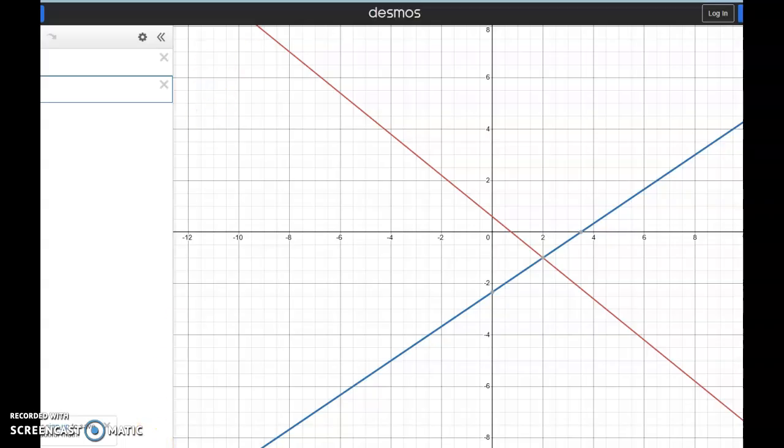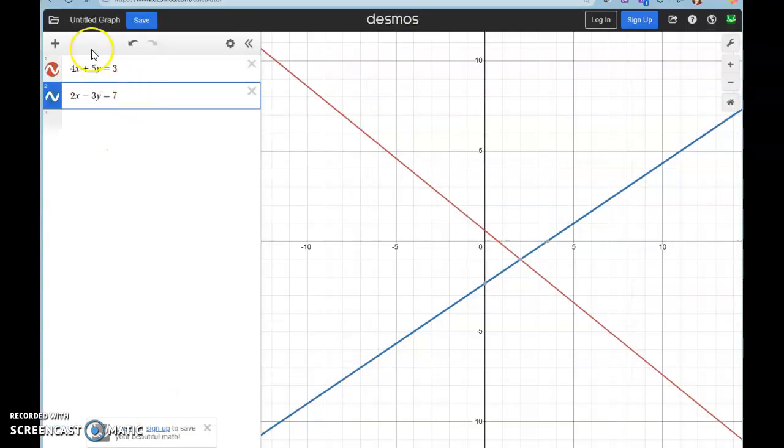So, let me see here, hold on. Now I've shown you the left side, what I'm writing on the left side. I put the two equations. The nice thing about Desmos is that you don't have to solve for y, but in the calculator you have to solve for y to put it in the calculator.